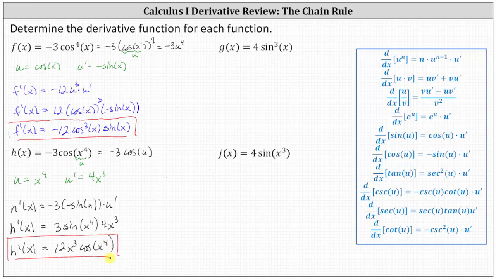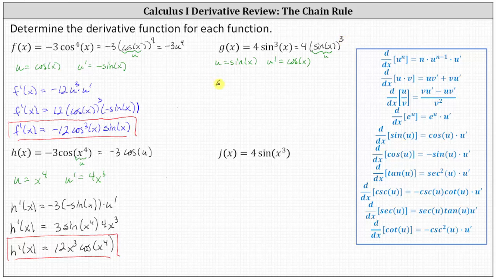And now let's look at g of x. G of x equals 4 times sine cubed of x. Let's rewrite the given function as 4 times the cube of sine x, where the inner function u is sine x. So if u equals sine x, we know u prime is equal to cosine x. And again, we can think of our function g as just 4u to the third.